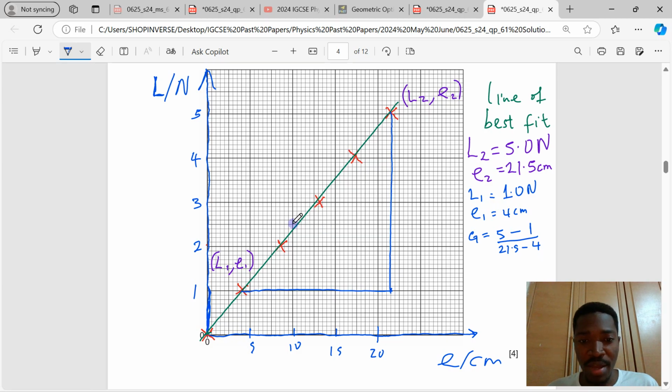So I drew my big right angle triangle. Then from this point here on the triangle, I trace it here, I have 5 centimeters. So I've listed these values here: L2, which is the value of L on the L axis, the higher one, then L1 from here to the L axis, I have 1 Newton as my L1, and my E2 is 21.5. That means from this point, trace it downward, you have 21.5 here. Then from this point, if you trace it downward, you have 4. So that's why my E1 is 4.